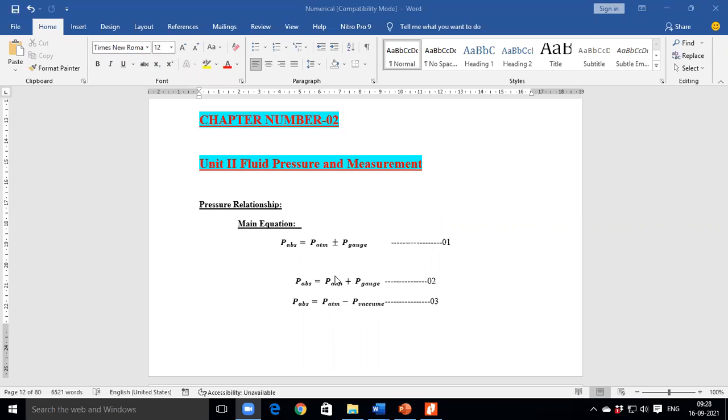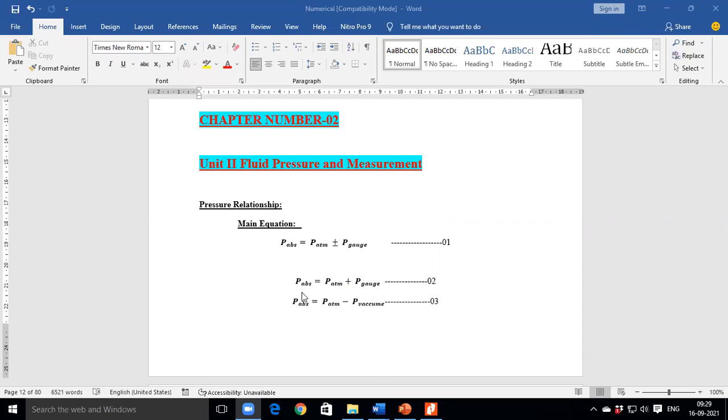0 represents the atmospheric pressure, and whatever pressure is greater than the atmospheric pressure is the gauge pressure, which is shown by the gauge. The atmospheric pressure represents the 0 in the gauge meter. So that combined pressure is called the absolute pressure.